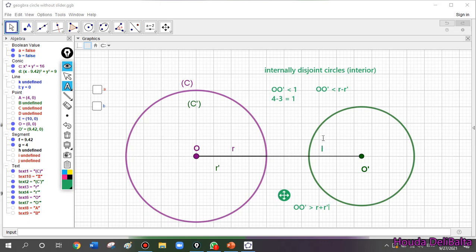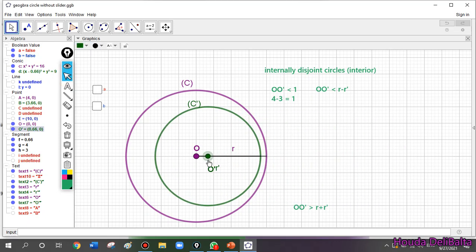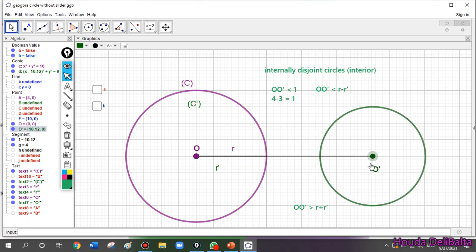That's according to internally disjoint when the circle is inside and not intersecting the other circle, and that's according to externally disjoint when the circle is outside and not intersecting the second circle.